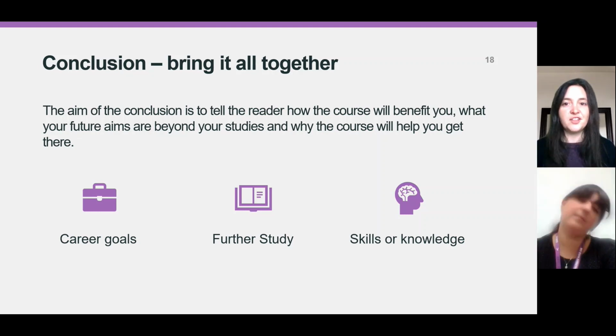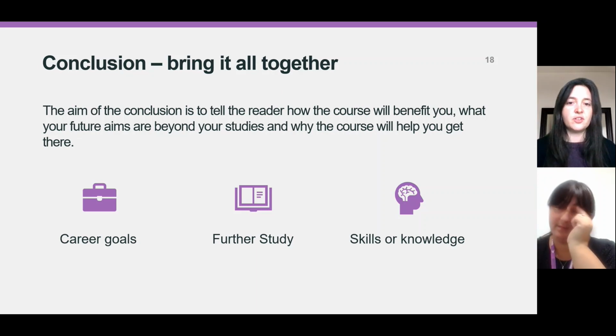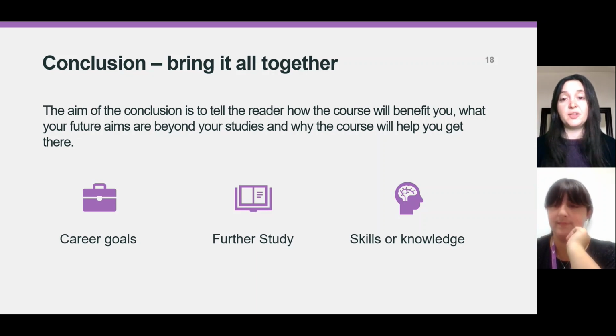So if you're training to be a nurse, for example, that's very closely linked to your career. But say you're just interested in working in business, you could just say that's going to give you the skills required to progress in a business career. It doesn't have to be a very specific job, it can be a bit more broad.